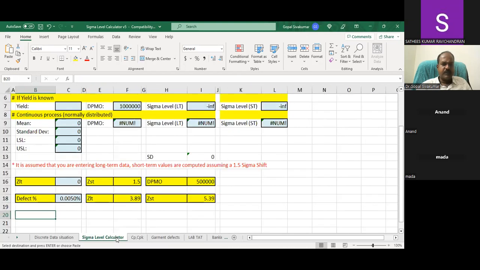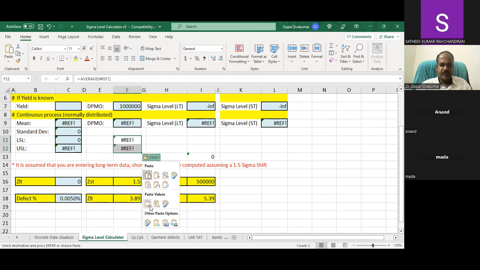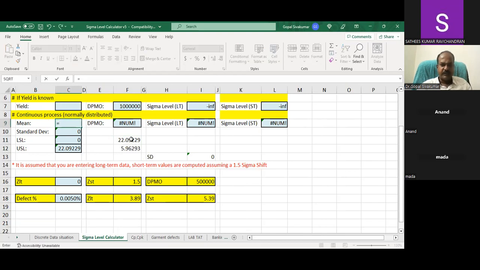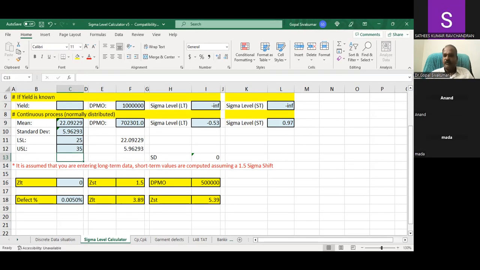So come here, sigma level calculator. Mean is equal to this, and standard deviation is equal to this. Now please tell me what is the LSL, USL? 25 to 35. So now what is the ZST? 0.97. That is the correct answer also. All of you understand how I handled this particular situation?